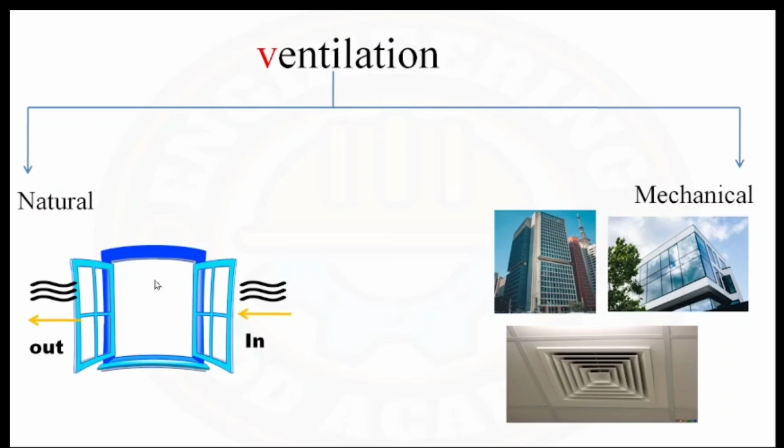Okay, so try to understand this. Natural means we are providing ventilation naturally, and for mechanical we have to use devices. Mechanical ventilation is generally used in high-rise buildings and packed buildings where there are no windows, I mean there is no opening from outside. In that situation we will use mechanical ventilation.